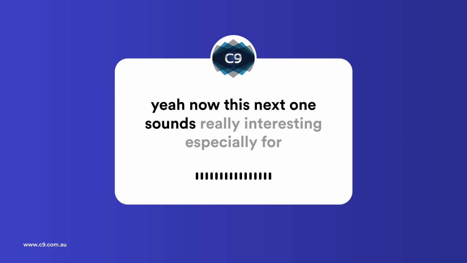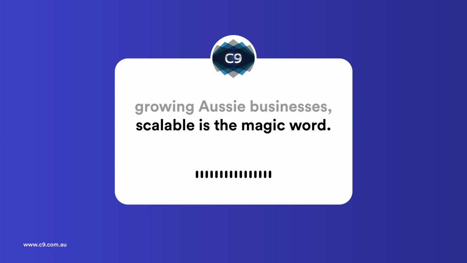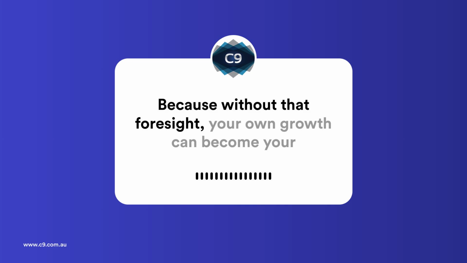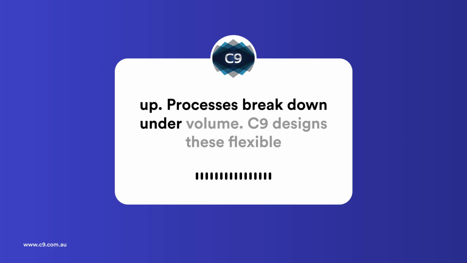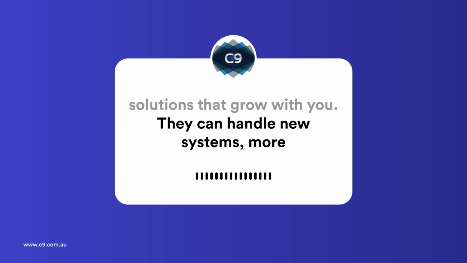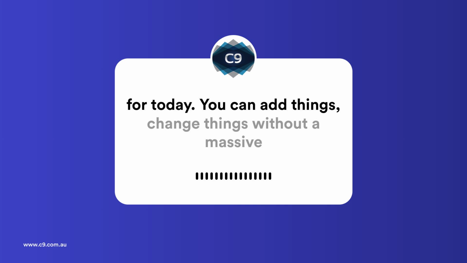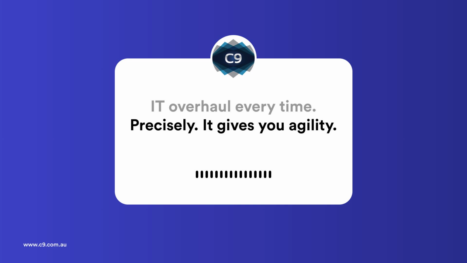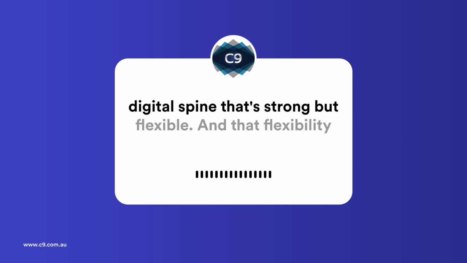At every level, yeah. Now, this next one sounds really interesting, especially for growing businesses. Scalable integration solutions. Yes. For growing Aussie businesses, scalable is the magic word. Because without that foresight, your own growth can become your biggest enemy, your biggest bottleneck. Systems can't keep up, processes break down under volume. C9 designs these flexible solutions that grow with you. They can handle new systems, more data as you expand. So you're building for the future, not just for today. You can add things, change things, without a massive IT overhaul every time. Precisely. It gives you agility. You can pivot, acquire, launch new things. It's like building a digital spine that's strong but flexible.